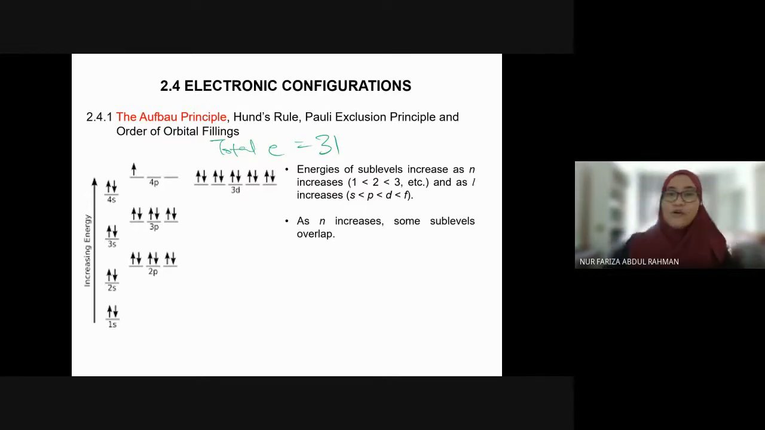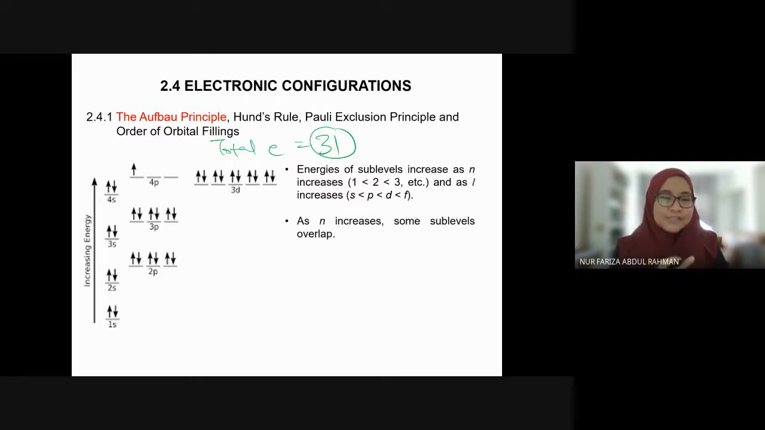Okay, so each of these electrons should be placed in the orbital. Dia mesti ada bilik dia sendiri. So how do we place all the 31 electrons in the orbital? So kita kena ada dia punya prinsip ataupun rules dia. So the first rule will be the Aufbau rule.